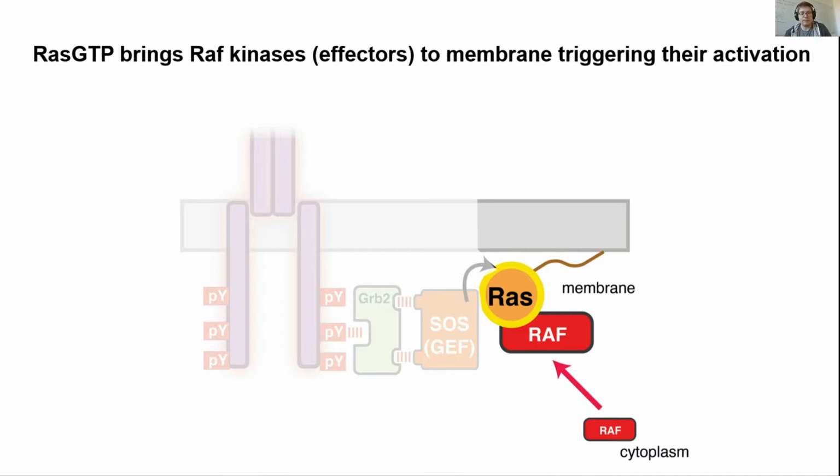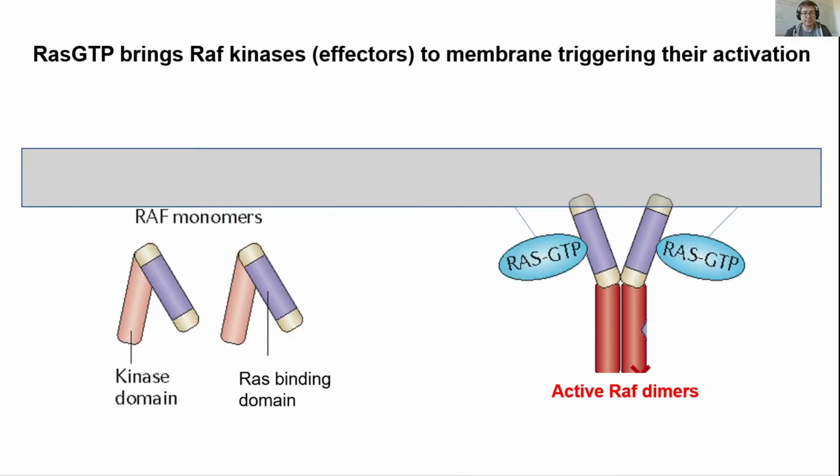Okay, so once you've recruited SOS to the membrane and RAS gets activated, how does that continue? How does activated RAS continue to propagate signals? Well, as we discussed in the previous lecture, activated RAS can bind to effector molecules. And in this case, what RAS GTP is doing is it's going to bring an effector molecule called RAF kinase to the plasma membrane as well. And when it does so, it's going to trigger activation of that kinase.